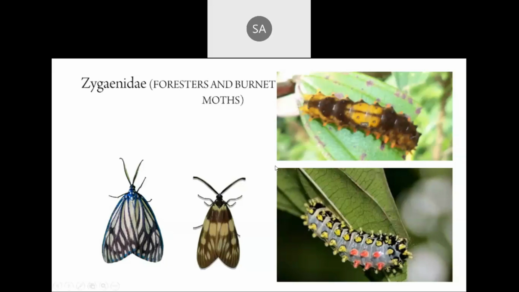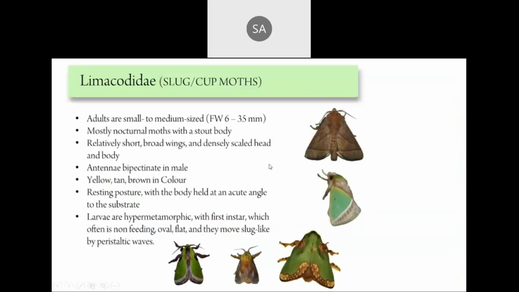The second is the Doris jewel. See the caterpillars; they are very interesting. The first one is a pest of tea garden, tea plants. The second is a pest of piper species, jaluk gos. Jaluk pator pest hoy. Next slide.